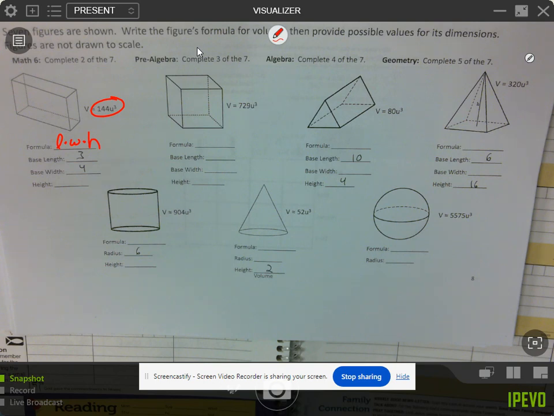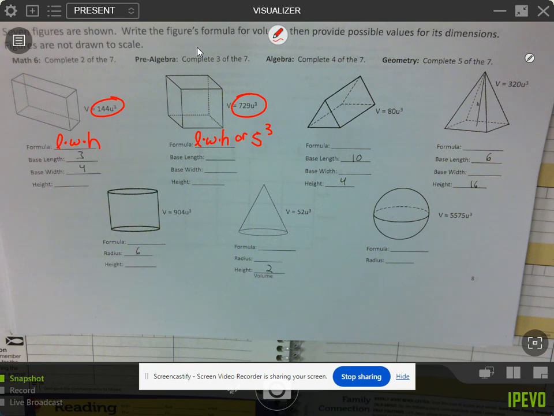Then we have a cube. We just talked about it on our last page. We could say length times width times height, or we could say side cubed. Oh my goodness, look at that. Volume is 729. Did we just see that on the page before? A cube with a volume of 729? If you did that page correctly, you'll be able to fill in the side lengths on this one.